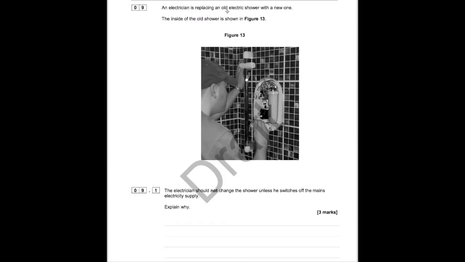An electrician is replacing an old electric shower with a new one. The inside of the old shower is shown in figure 13. The electrician should not change the shower unless he switches off the mains electricity supply. Explain why. If he touches the live wire, it's going to send current through his body, so he could be electrocuted and that could kill him.